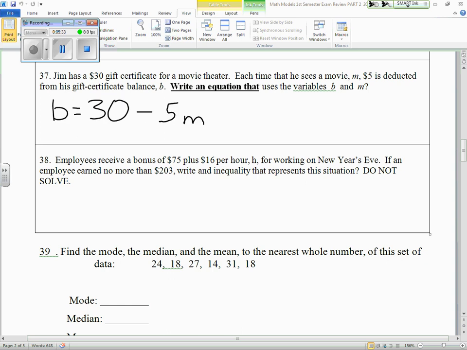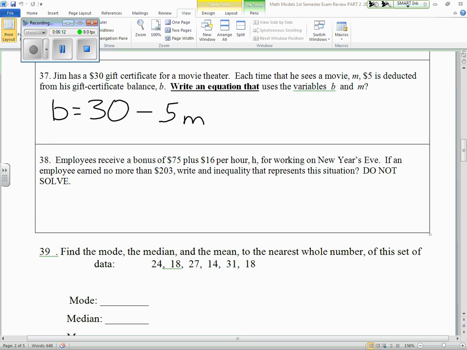So your balance is going to be equal to your $30, but then you have to subtract $5 for every movie. So if you go to 2 movies, you'll subtract 10. 3 movies, subtract 15. So the number you'll put in place of M will be the number of movies you go to see. None? You don't go see any? 30 minus 0, still 30. You still have $30 on your card. Make sense?